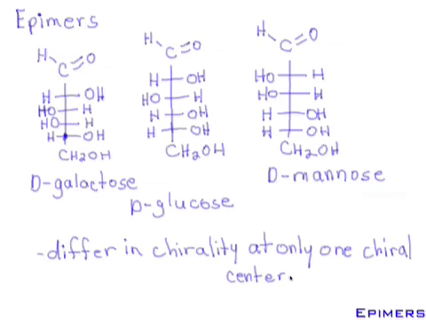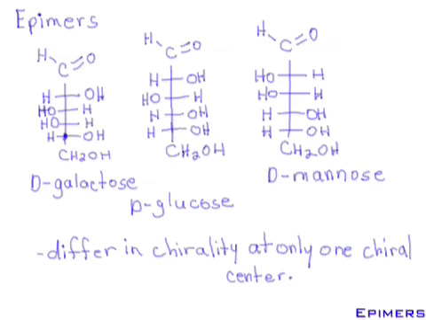Okay, so let's compare D-galactose and D-glucose. First off, are these two molecules enantiomers or diastereomers? Well, D-galactose and D-glucose are not mirror images, but they are non-superimposable. And they are stereoisomers, so they are diastereomers. What about D-galactose and D-mannose? Well, they also are diastereomers. In fact, all three molecules are diastereomers of each other.